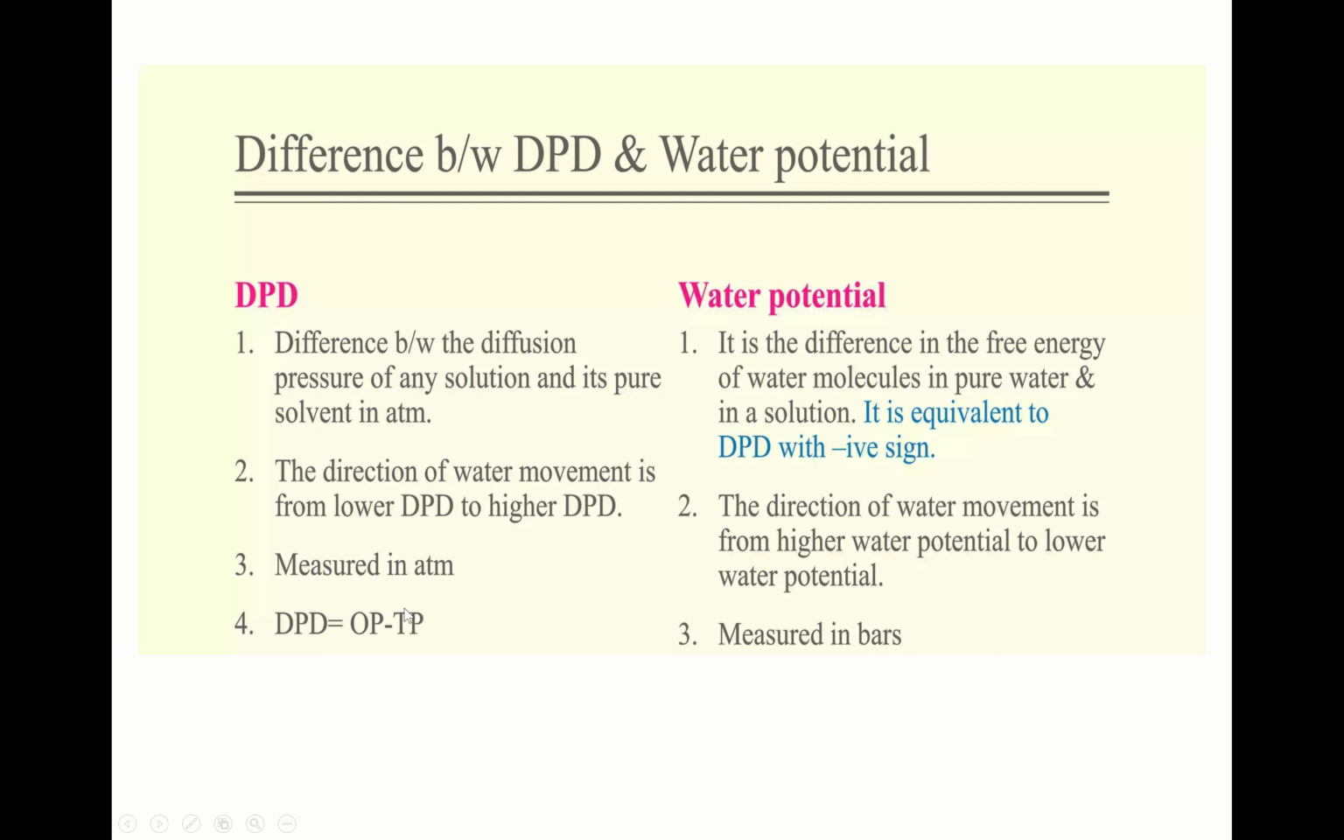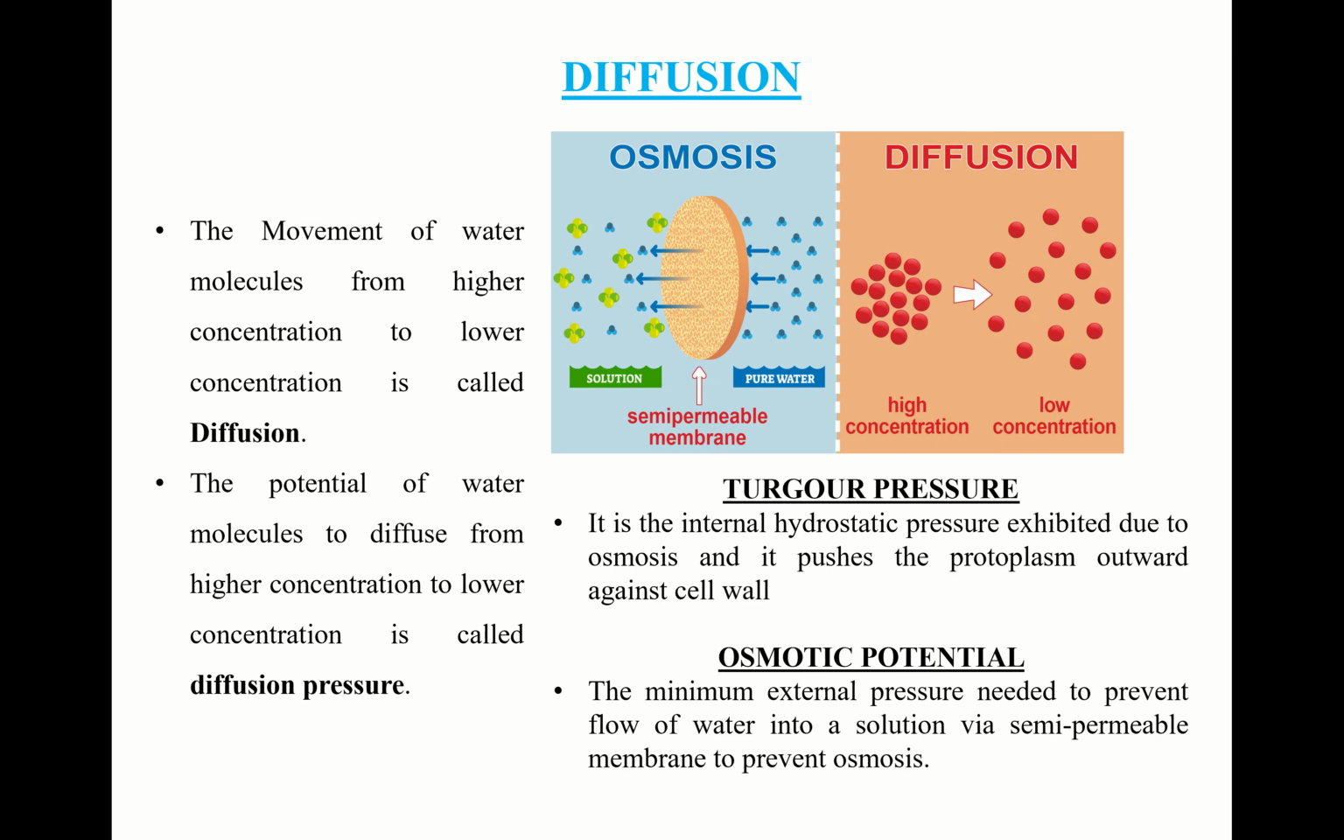So let us understand this formula. DPD is equals to OP minus TP. OP means osmotic pressure and TP means turgor pressure. These two terminologies I have discussed in this slide. You can see here, turgor pressure and the osmotic pressure. Turgor pressure, you can see in case of cells experiencing hypotonic solution, whereas osmotic pressure you can see in case of hypertonic solutions.